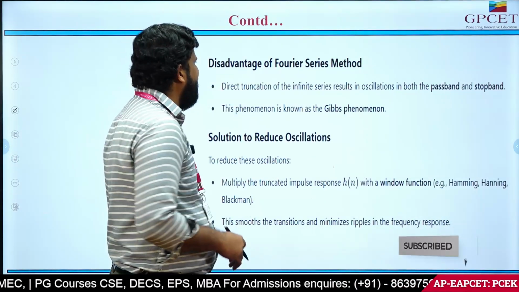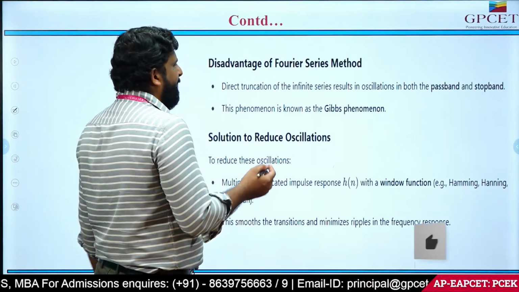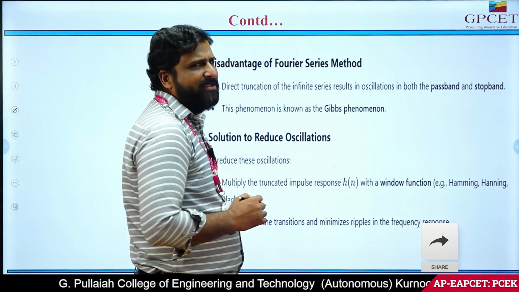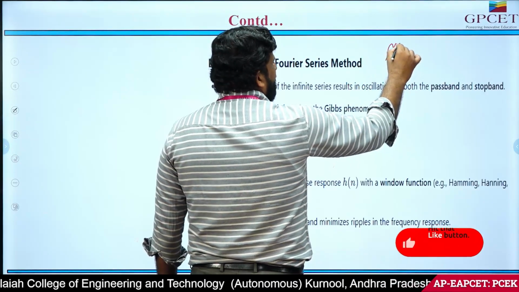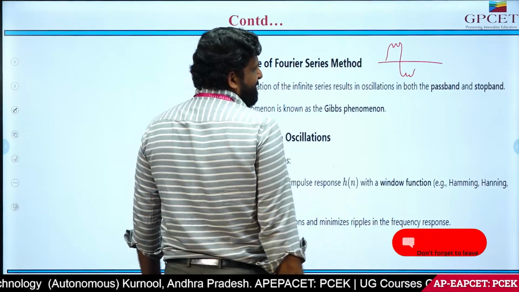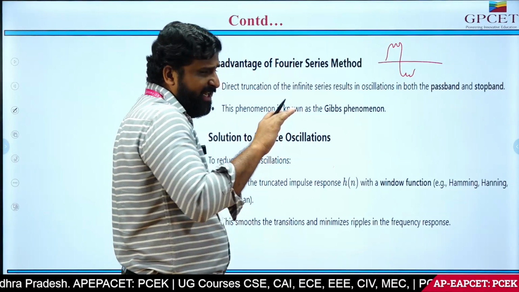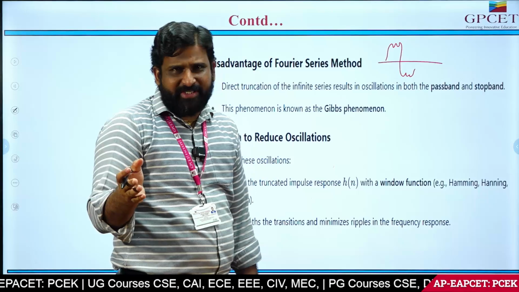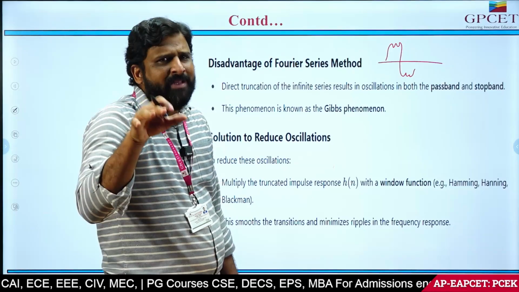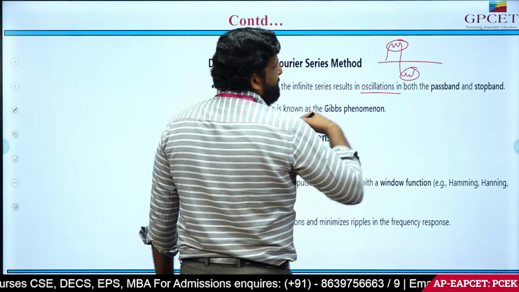But before that, we have a disadvantage. Yes, we have disadvantages because of this Fourier series method. The truncation of the infinite series results in oscillations in both the passband and stop band. So in the passband as well as the stop band, we will get some oscillations. Why this oscillation? At the time of truncation, we are converting from infinite duration to finite duration. We are taking some countable values, and in that scenario some different types of oscillations are formed, in both the passband as well as the stop band.